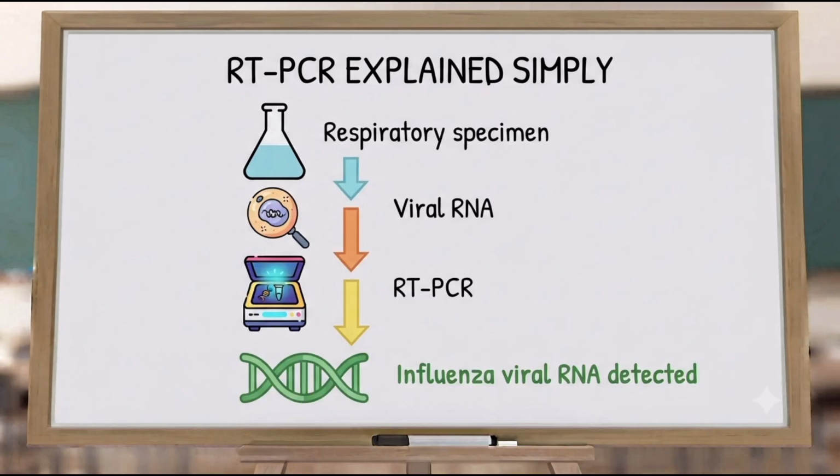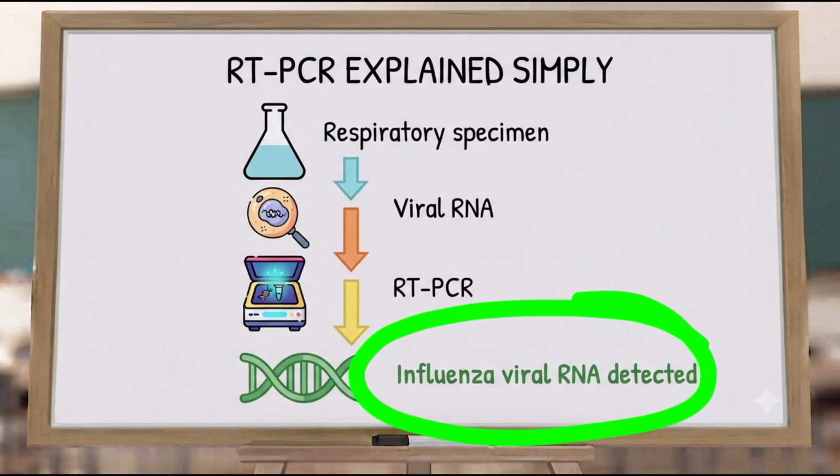Let's understand RT-PCR in very simple words. The respiratory specimen may contain influenza virus. Because influenza contains RNA, molecular testing can detect its genetic material. RT-PCR helps detect and amplify the viral RNA, allowing us to identify influenza virus.